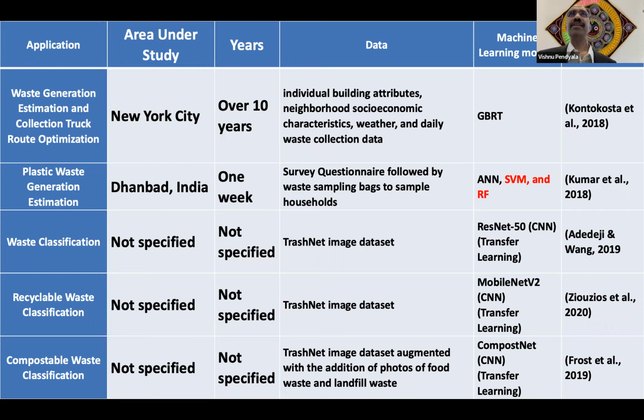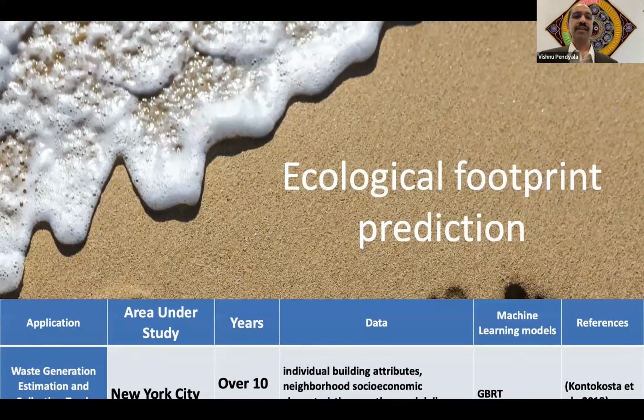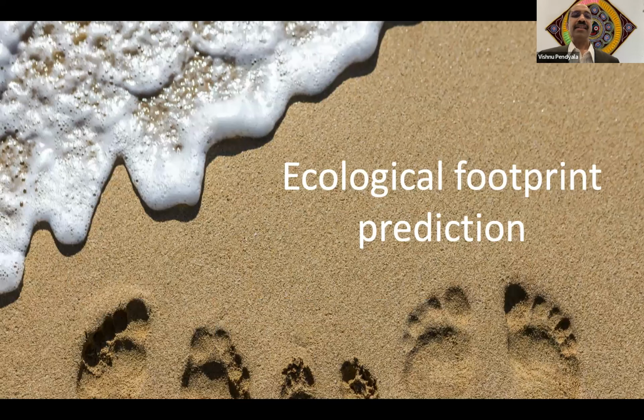So if the generation of wastage is minimal in certain places, those places can be skipped for some weeks and things like that. So prediction helps in waste management as well. And then finally, ecological footprint prediction.